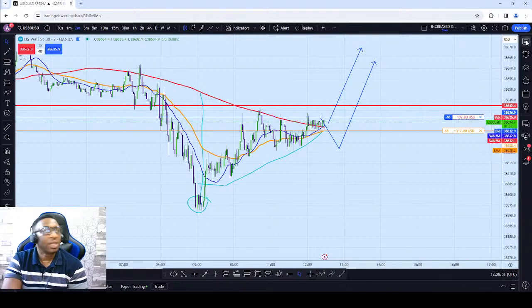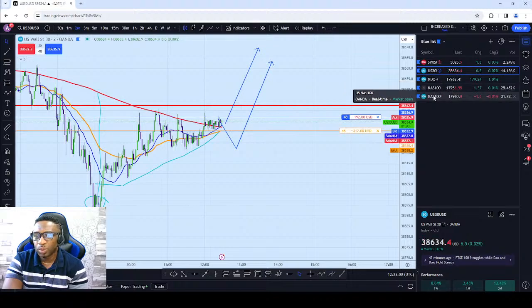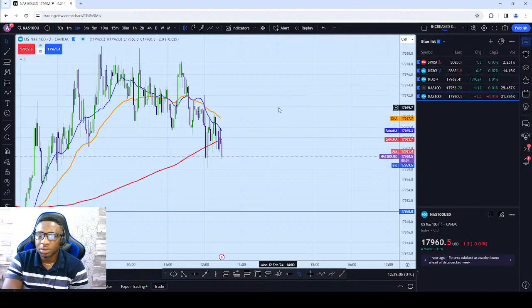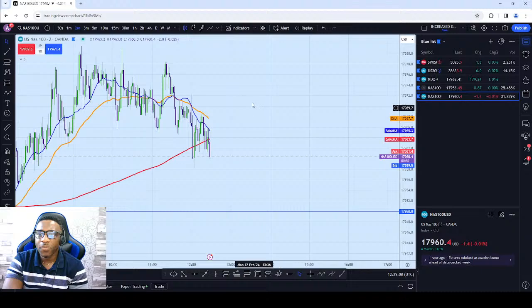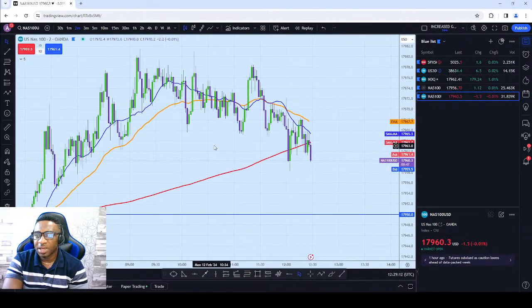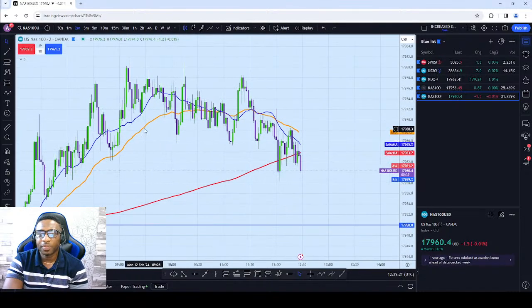So let's quickly look at what NAS is doing. Again, this is NAS, and as we can see, NAS was in this upward trend, pushing up, and then it began to pull back.